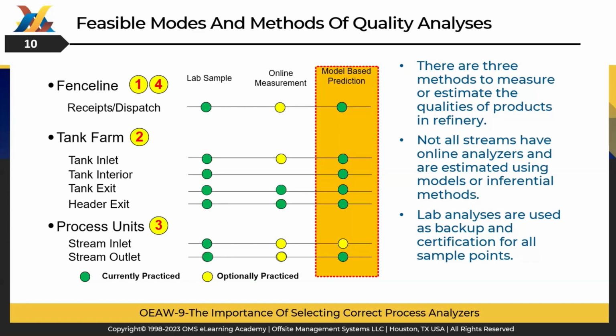In area number 3, the process units, which is a stream of process units in and out, the qualities are either measured by lab samples or online measurements, and also by something called model-based or inferential prediction of the qualities of the process units. So these are the 4 areas with different methods of analysis.